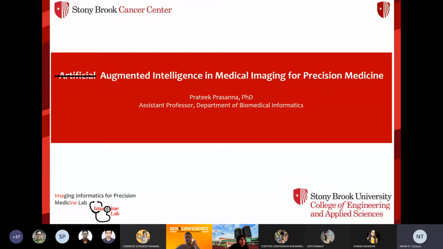So my talk today is titled Augmented Intelligence in Medical Imaging for Precision Medicine. And as you can see here, I've purposefully struck off "artificial" here. There's a particular reason why I have done this, and the goal of my talk today would be to put this point across to the attendees in this conference.